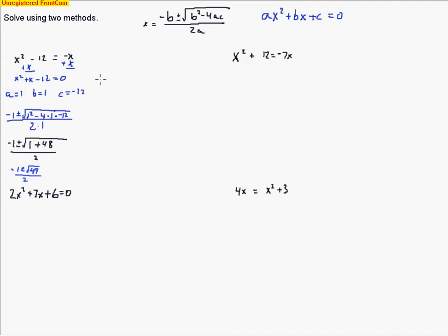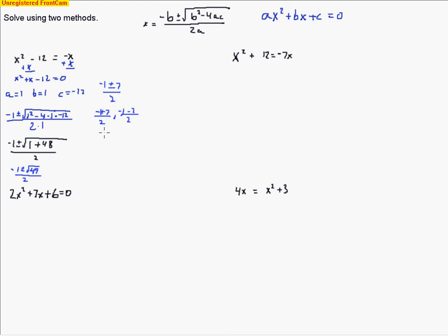Well, we can go ahead and take the square root of 49, and that makes 7. So we have negative 1 plus or minus 7 all over 2. And then we can set up our two problems. We've got negative 1 plus 7. Oops, let me go ahead and fix that real quick. That negative 1 plus 7 all over 2. And we also have negative 1 minus 7 all over 2.